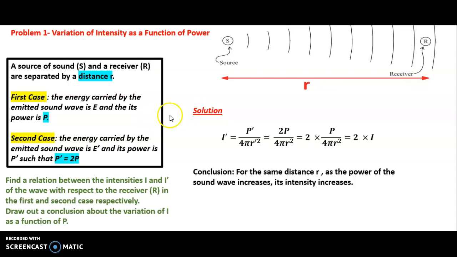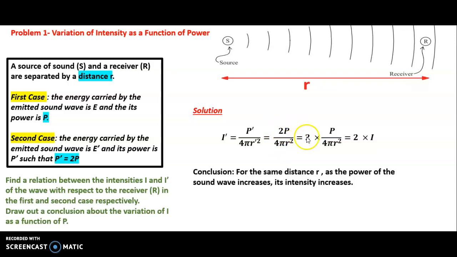In both cases we're studying the intensity of the sound having the source and the receiver set at the same distance. So R prime is equal to R. We did not change the distance between the source and the receiver. So R prime could be written as R. So we have 2P over 4 pi R squared.